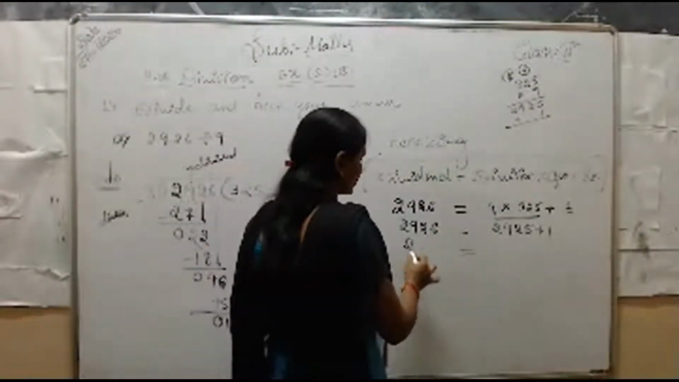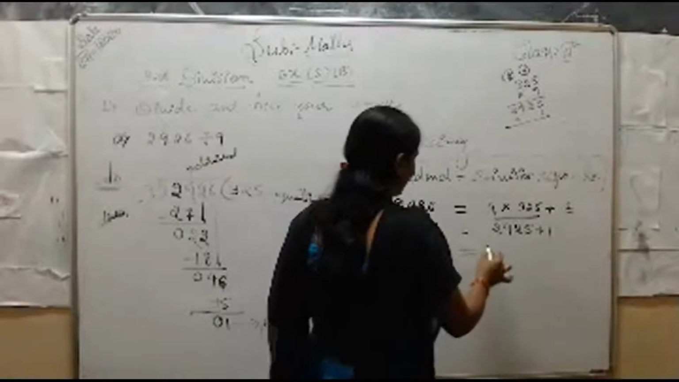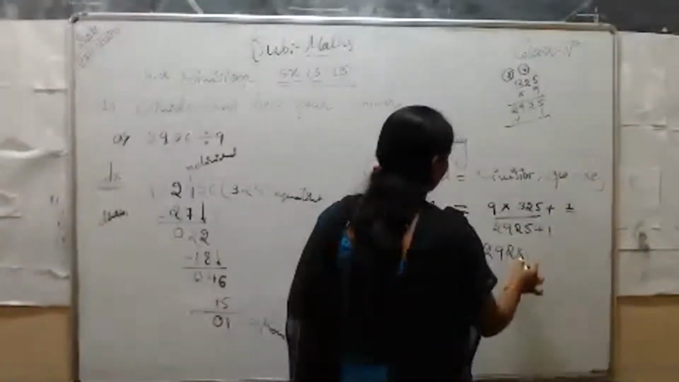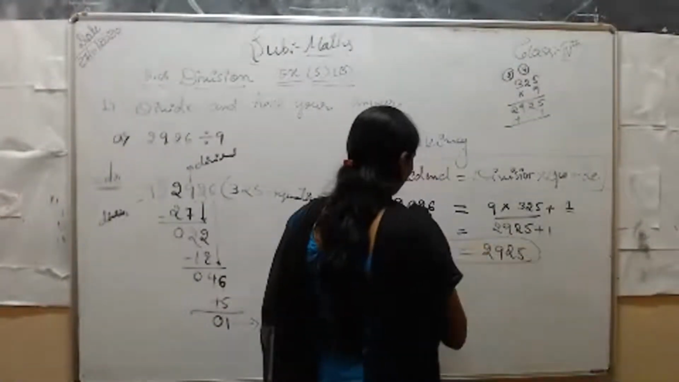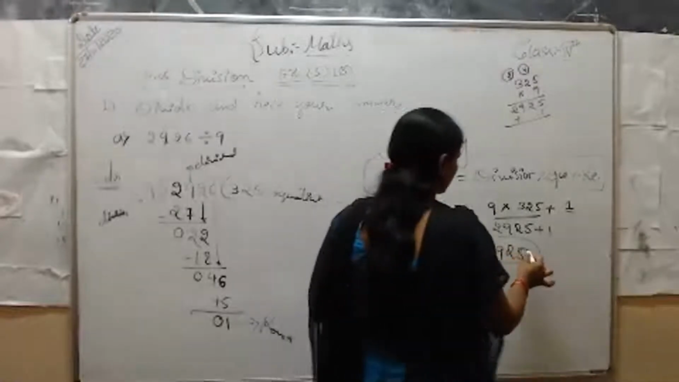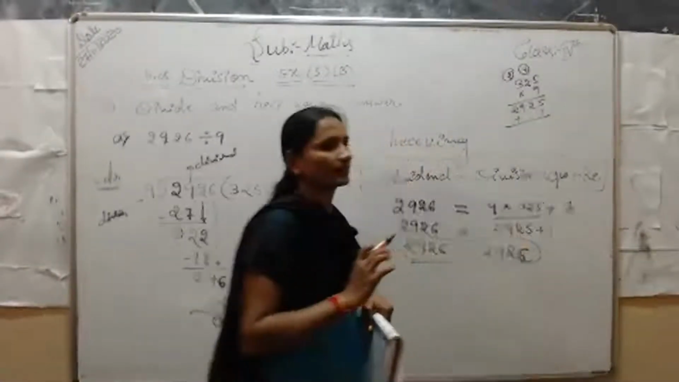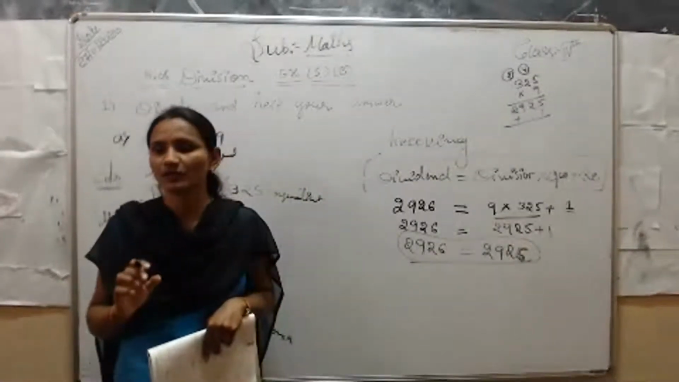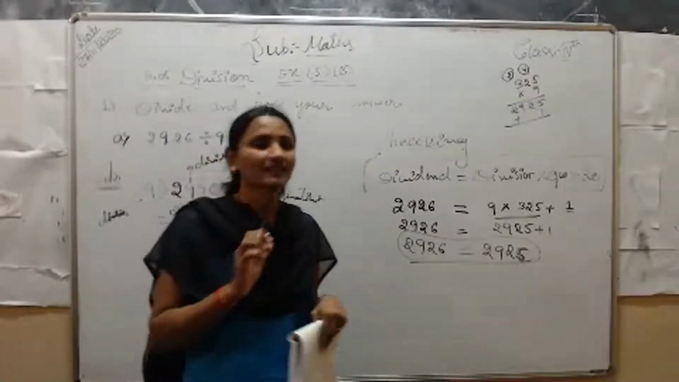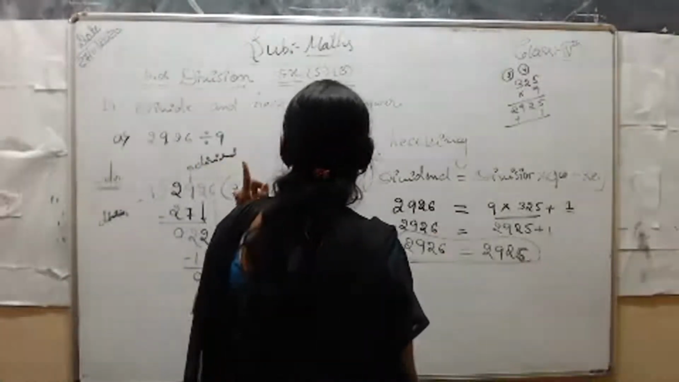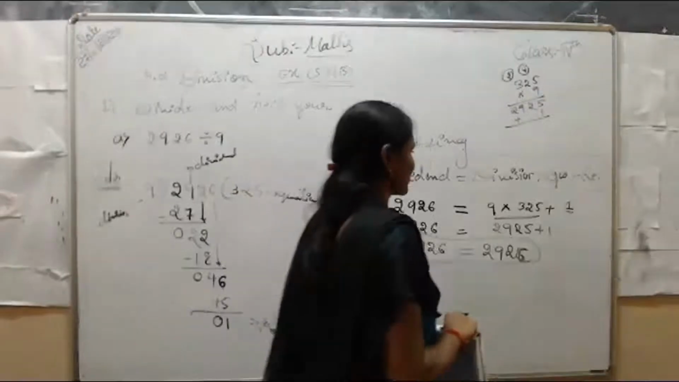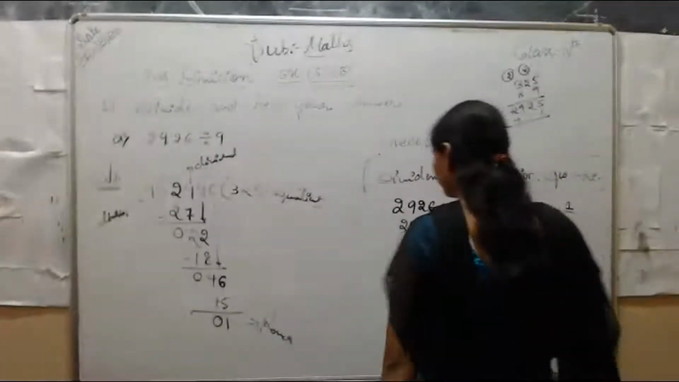So students, can you observe? LHS is equal to RHS, because the answers on the right and left side are the same. This is the checking method. So divide and check your answers. We use this method. Okay.